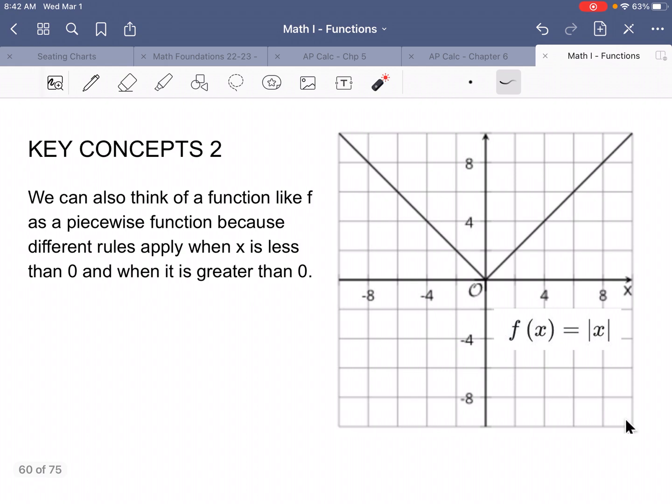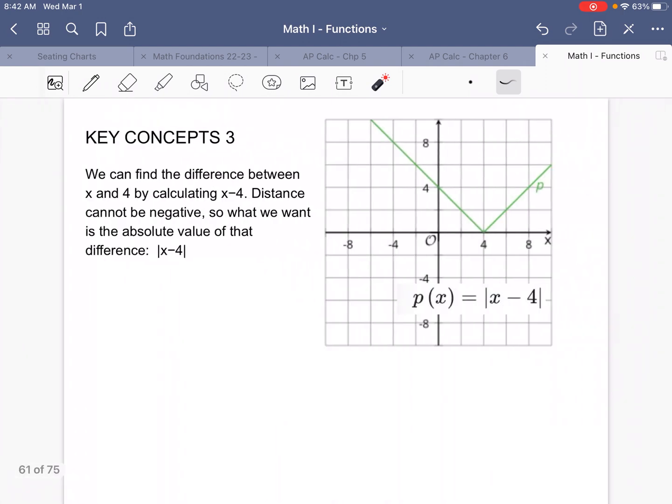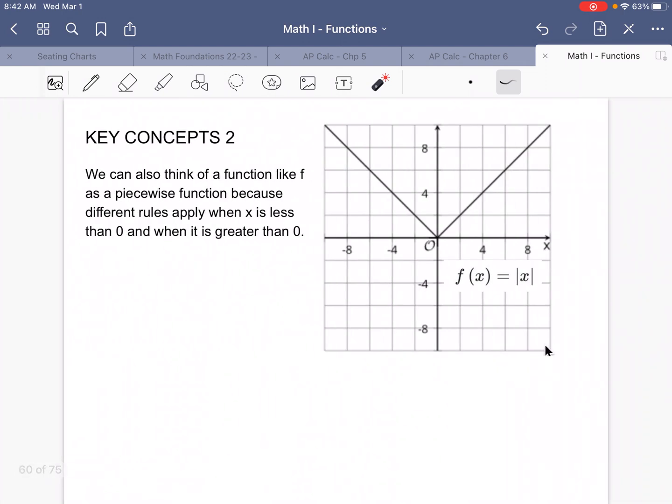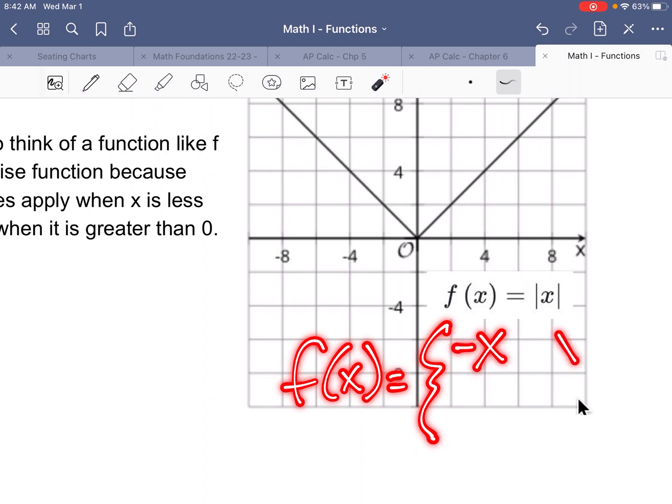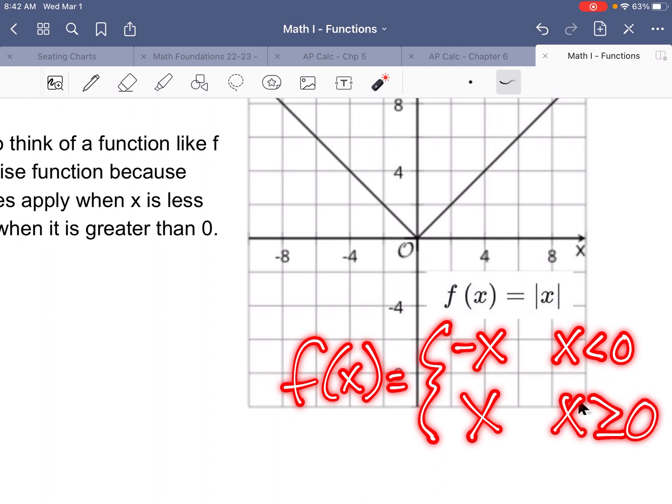We can also think of a function like f as a piecewise function because different rules apply when x is less than 0 and when x is greater than 0. What we could do is say that f of x is equal to negative x for x less than 0, and just x for x greater than or equal to 0.